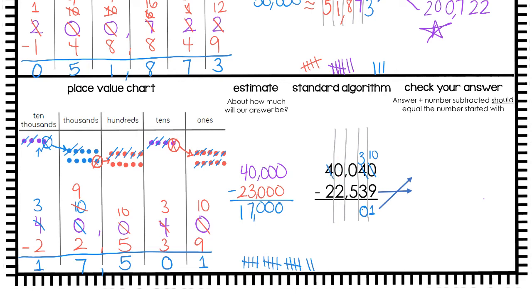So we regroup 1 from the 10,000s. Now I only have 3 10,000s, but I have 10 thousands. But we've got to regroup again because we need them in the hundreds. So now we're going to use one of those thousands to get 10 hundreds. 10 minus 5 is 5. 9 minus 2, 7. And 3 minus 2, 1. 17,000 is about 17,501. Let's check our work.